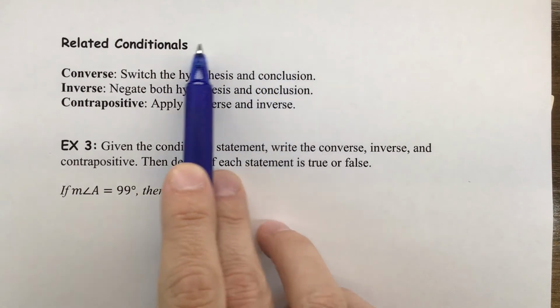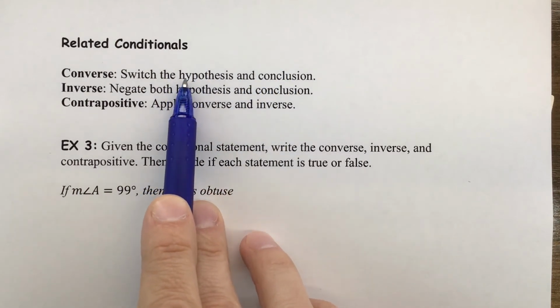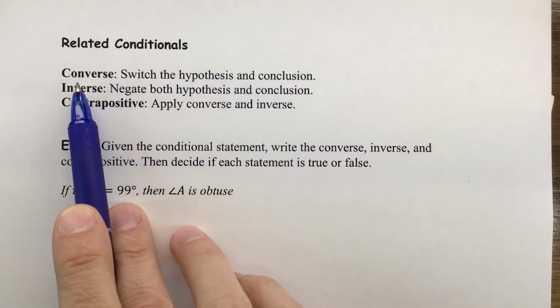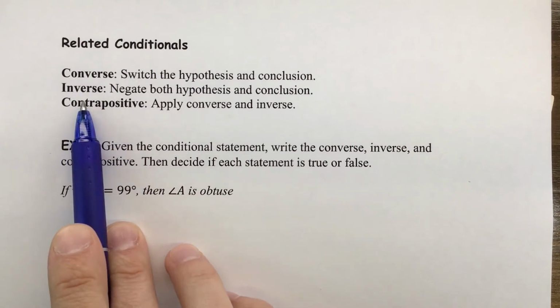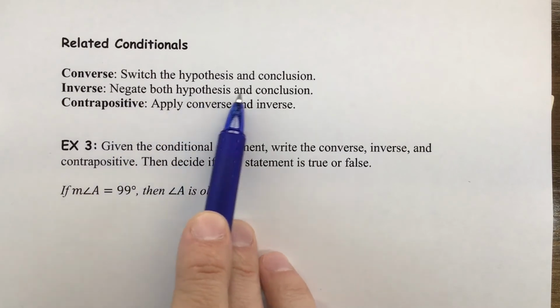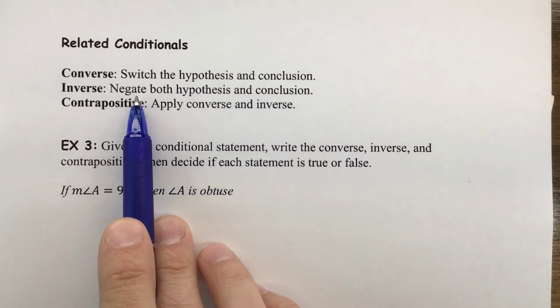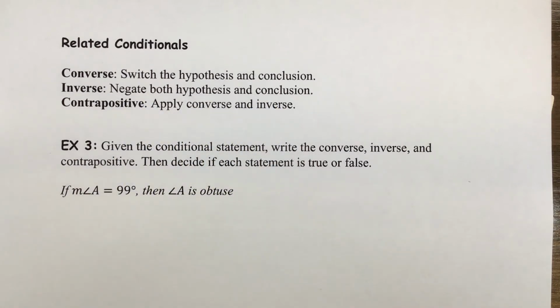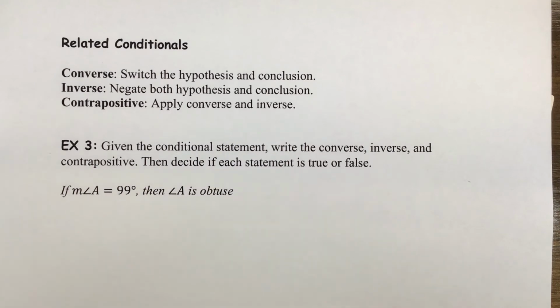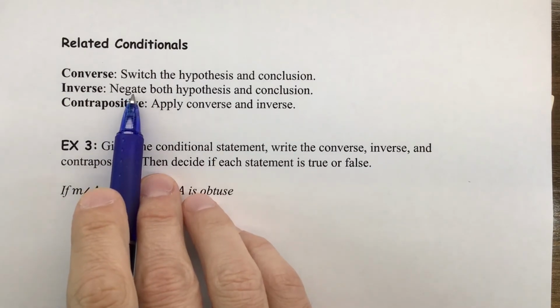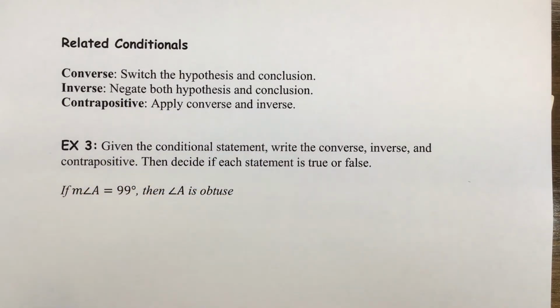Whatever you had in the end, let that go to the front. You can think of the converse as reading the statement backwards. The inverse is going to be negating the hypothesis and the conclusion. Now recall that negating is either adding in the word not or taking the word not out. You are going to do it to both the hypothesis and the conclusion. It's important that we know that it's always going to be both. We're never going to negate just the hypothesis or just the conclusion.